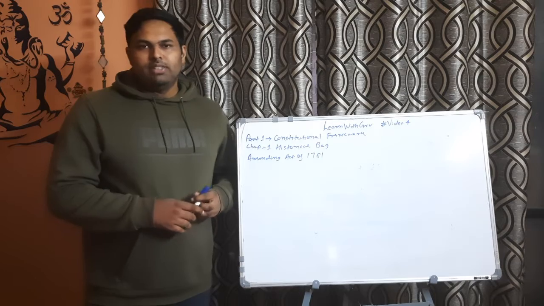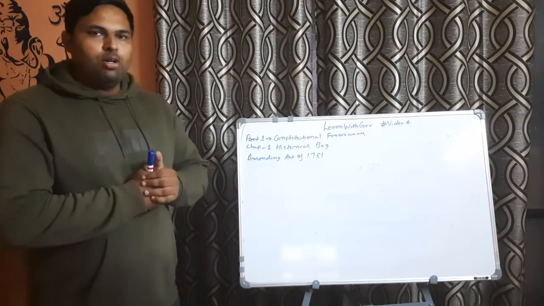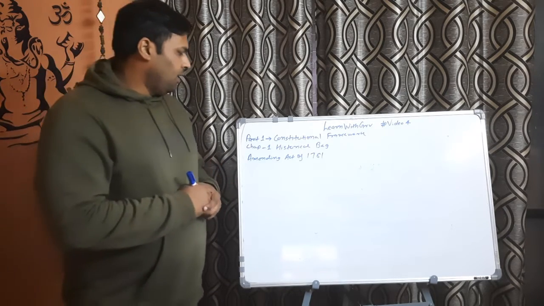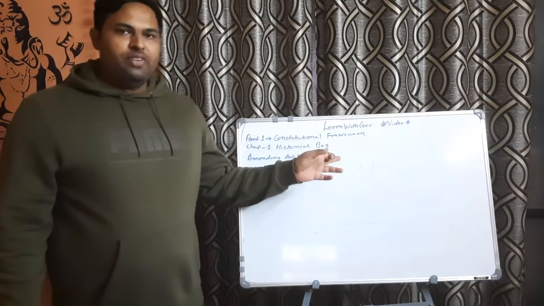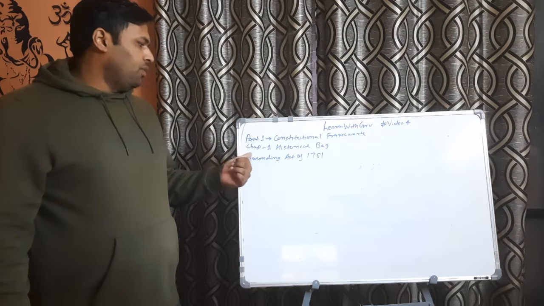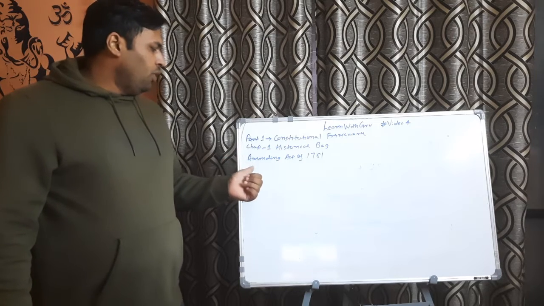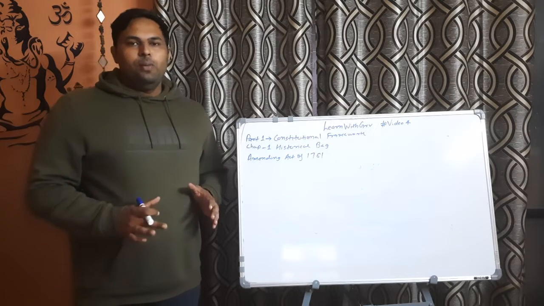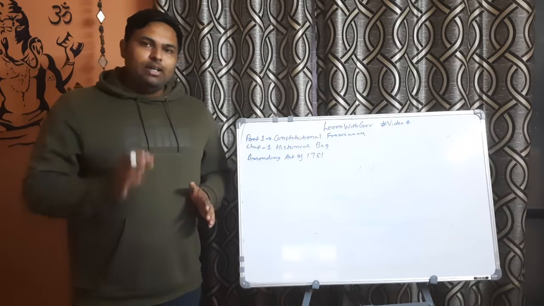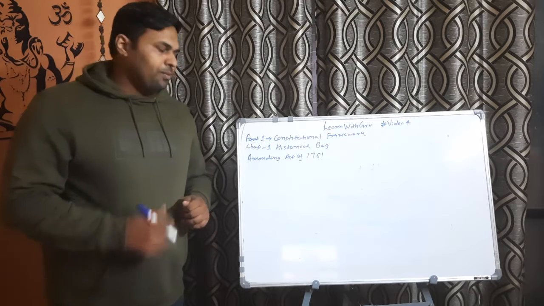So we will continue our study of the book Indian Polity, which is written by M. Lakshmikant. Right now we are studying part 1, called Constitutional Framework. In part 1 we have chapter 1 called Historical Background, and today we are going to study the Amending Act of 1781. In the previous video we had learnt about the Regulating Act of 1773.